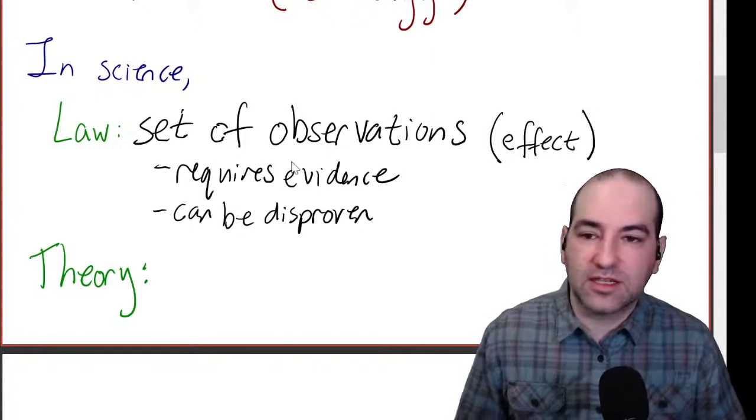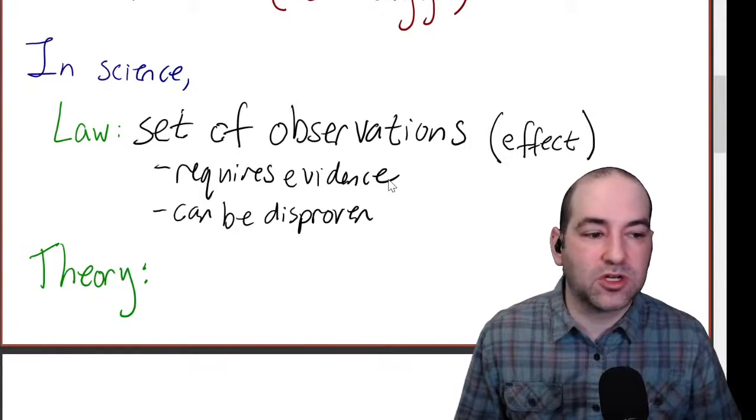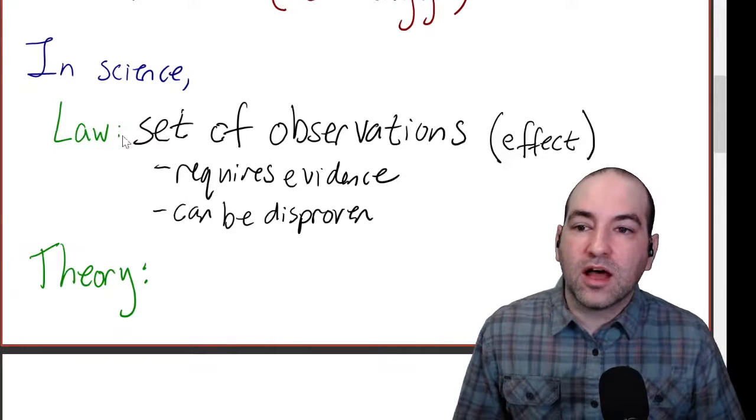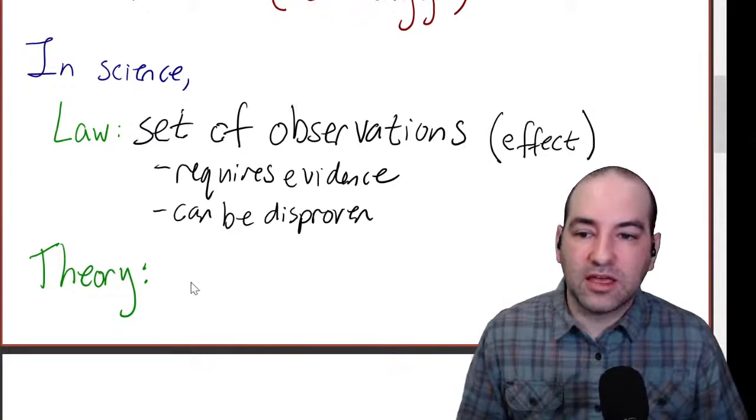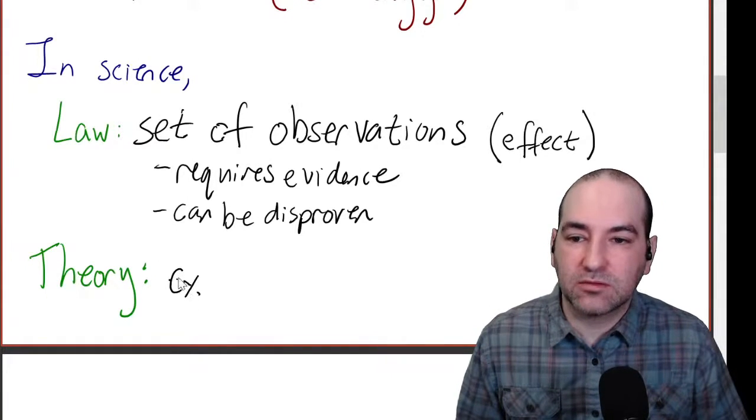So that's a law. That's a scientific law. It's a set of observations that shows what happens. A scientific theory is an explanation.